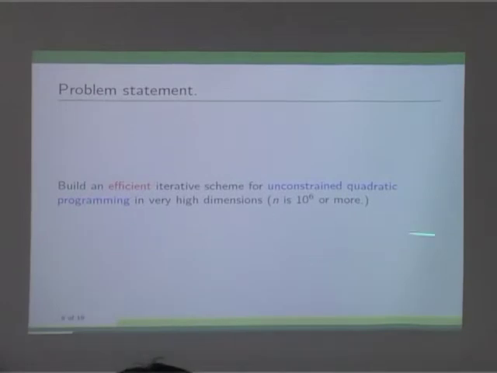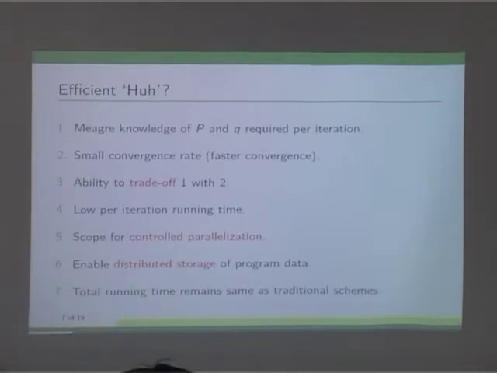So the problem statement is this: we want to build an efficient iterative scheme for unconstrained quadratic programming in very high dimensions. When I say very high dimensions, I'll assume that n is roughly 1,000,000 or more. Let's understand what I really want when I say efficient. Forget Q for the time being, just to store the entire P you require 8 terabytes. So you cannot build an algorithm which in each iteration tries to use the whole of P.